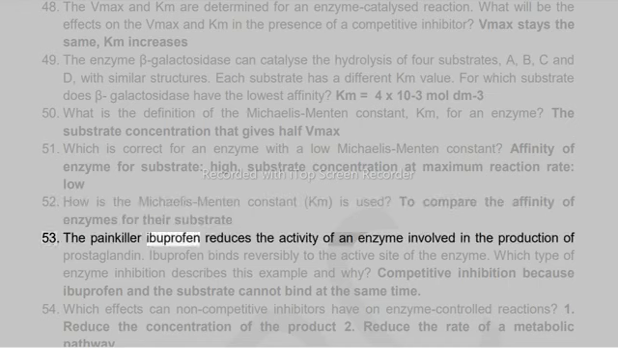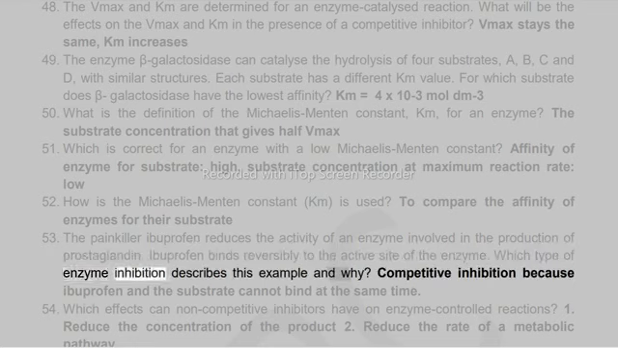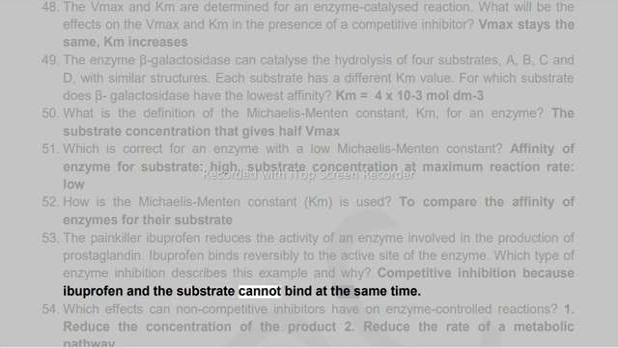53. The painkiller ibuprofen reduces the activity of an enzyme involved in the production of prostaglandin. Ibuprofen binds reversibly to the active site of the enzyme. Which type of enzyme inhibition describes this example and why? Competitive inhibition, because ibuprofen and the substrate cannot bind at the same time.